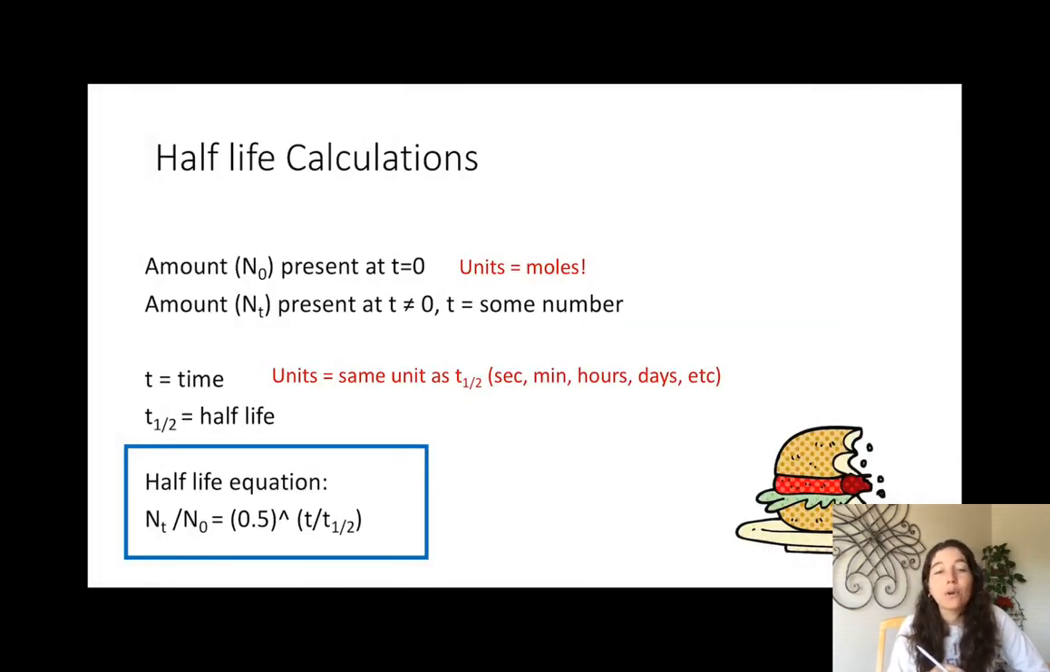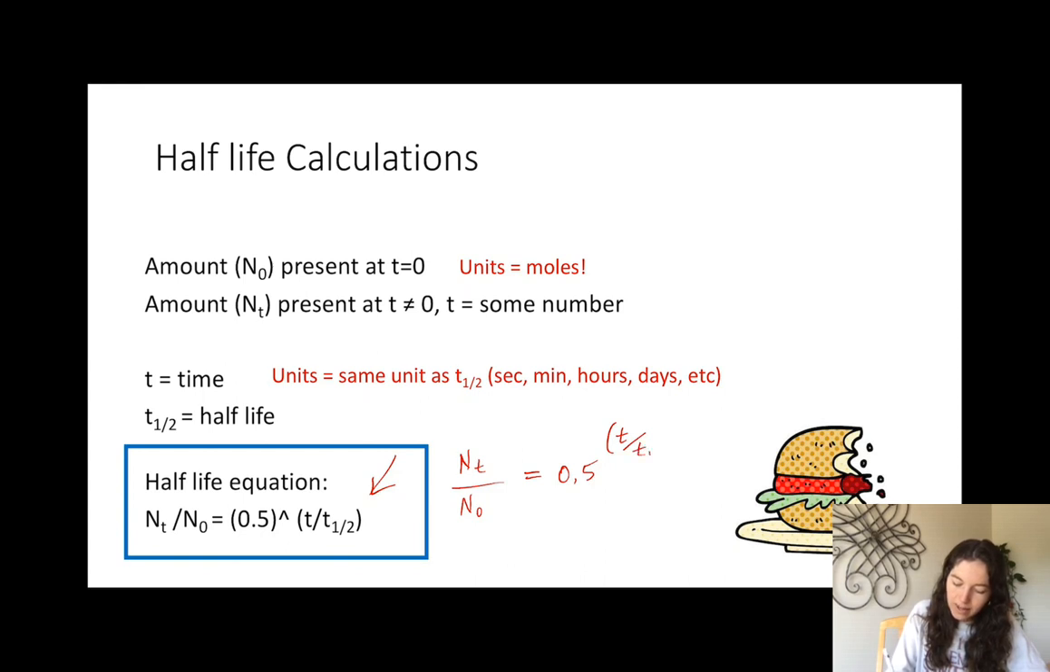So let's look at the equation for this and how we can calculate it. This is the half-life equation here. I'm going to write it in an easily understandable format. It's 0.5 raised to the t over t 1/2. Okay. So this is what your half-life equation looks like right here.